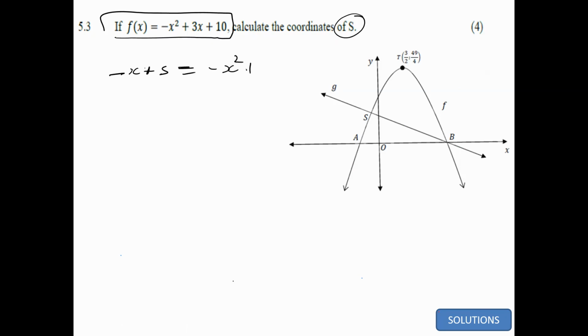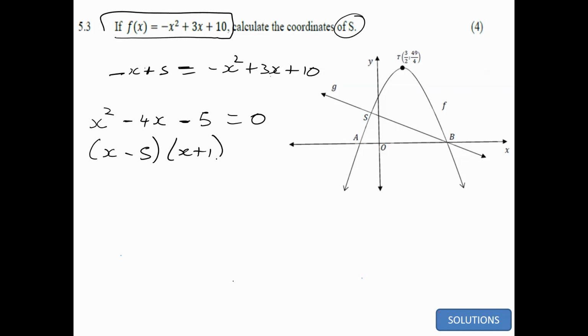You've got minus x squared plus 3x plus 10, and then we can solve for x. The x squared comes over to that side and becomes x squared; the 3 becomes negative, and with the negative 1 that gives us 4x. The 10 becomes negative, so that gives us minus 5, which is equal to 0. From there, we can factorize, and we get x to be 5, or x to be minus 1.